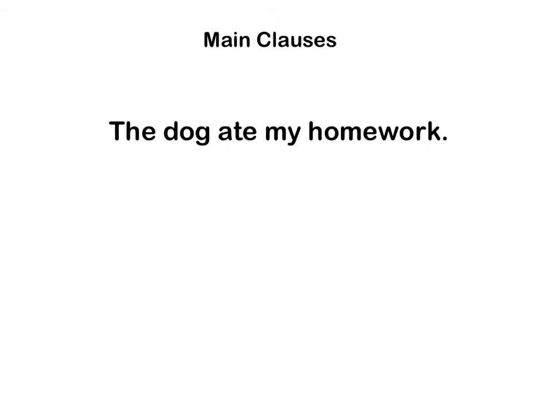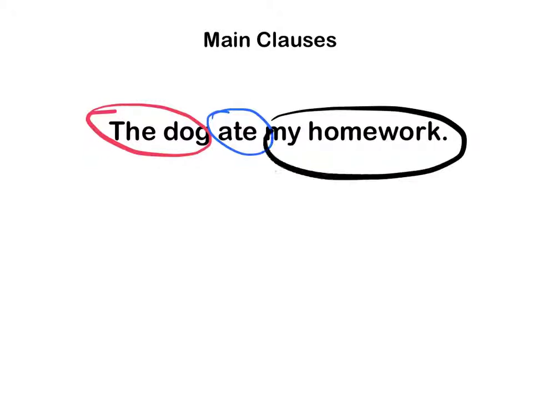A main clause is a sentence that stands on its own and makes complete sense when said aloud. For example, the dog ate my homework. This is a simple sentence because it consists of a subject, the dog, a verb, ate, which is what the subject is doing, and my homework, which is the object, the thing that is being eaten.